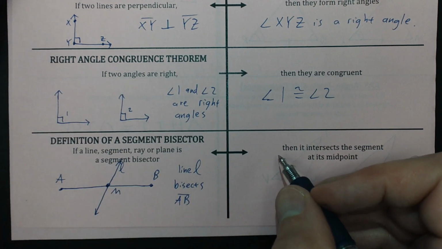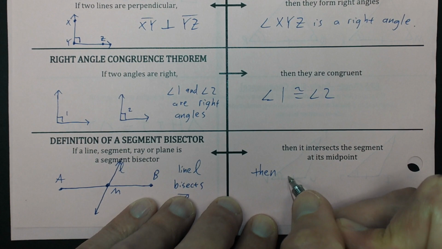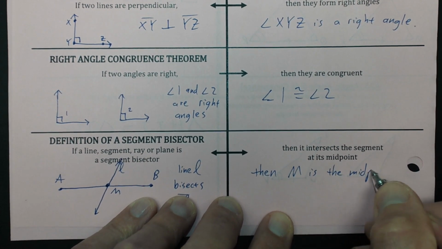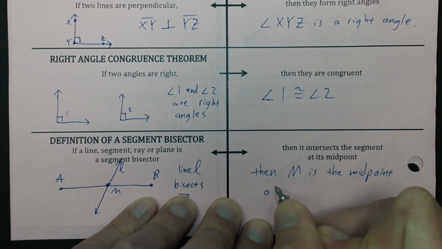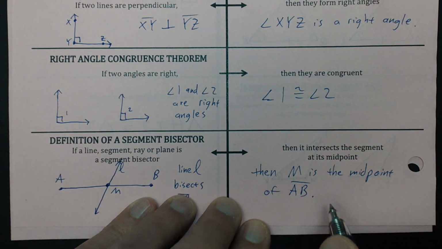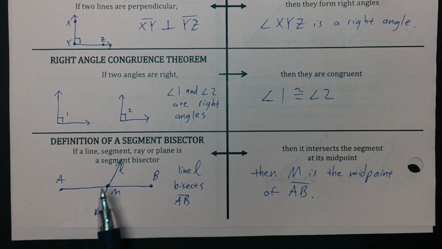If it's bisecting segment AB, that intersection point is the midpoint of AB. So then what is our conclusion? Then M is the midpoint of segment AB, which you can go further. If you want to use the definition of midpoint, then you could say, well, I know the measure of AM is equal to the measure of MB. Anyway, so that is your first 2 pages of your pink sheets.